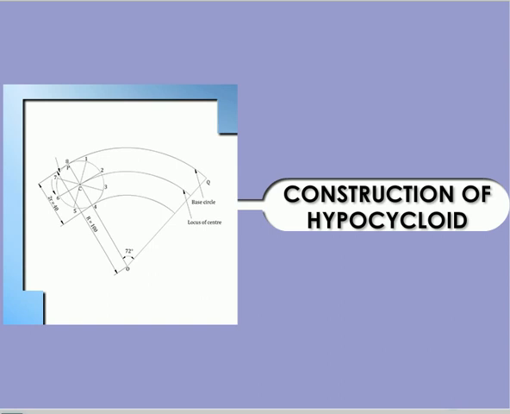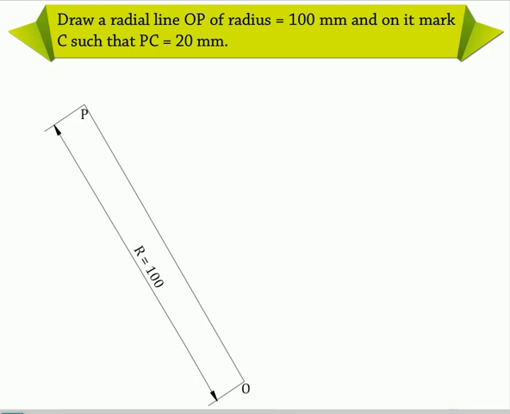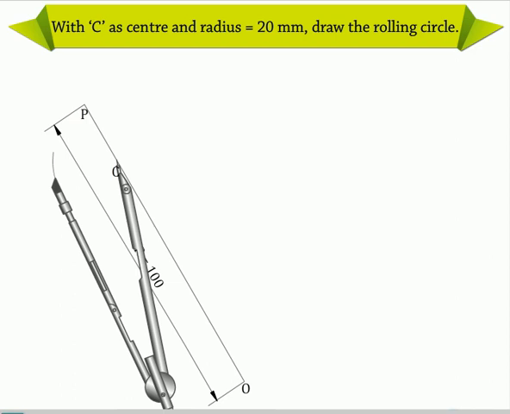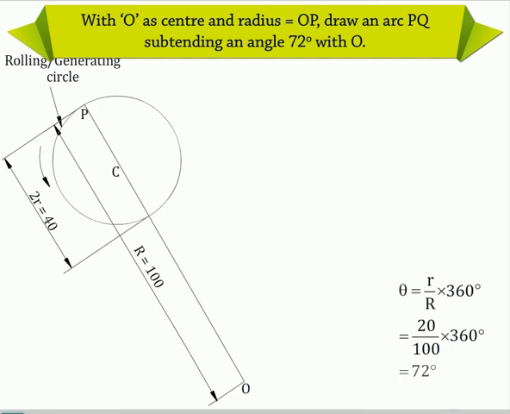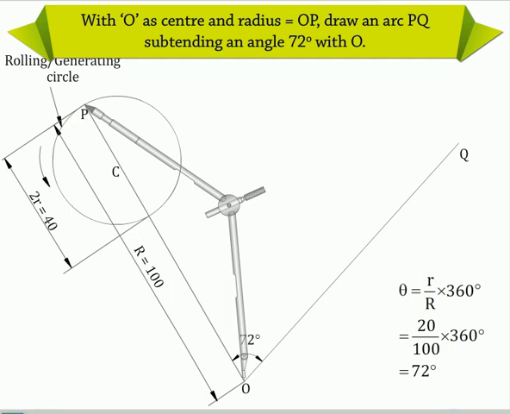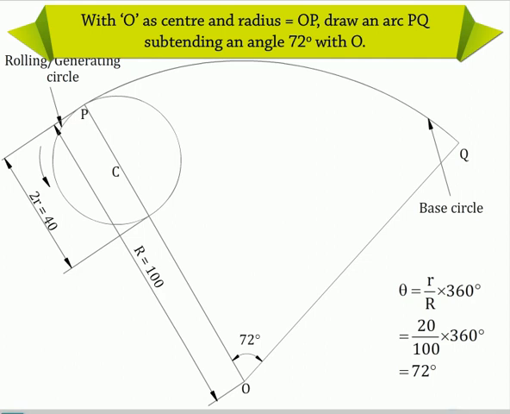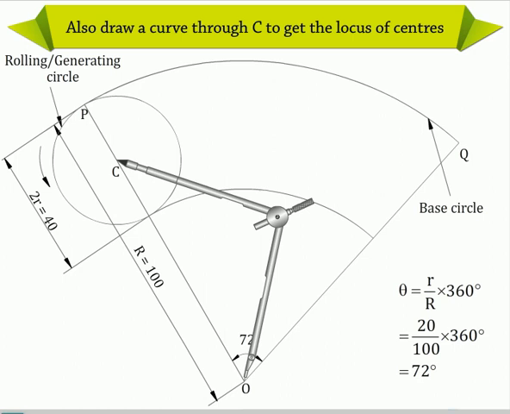Construction of hypocycloid. Draw a radial line OP of radius 100 mm and on it mark C such that PC is equal to 20 mm. With C as center and radius 20 mm, draw the rolling circle. With O as center and radius equal to OP, draw an arc PQ subtending an angle of 72 degrees at O. Also draw a curve through C to get the locus of centers.